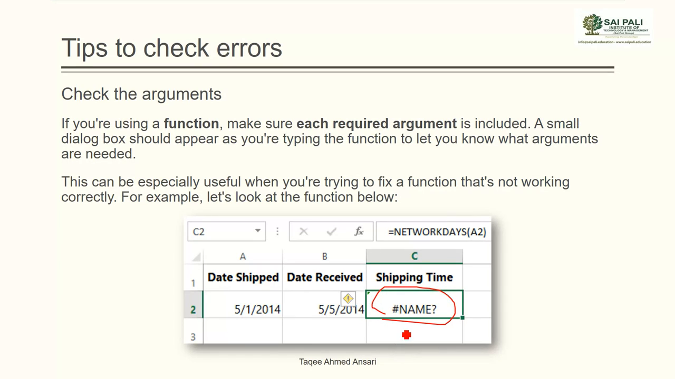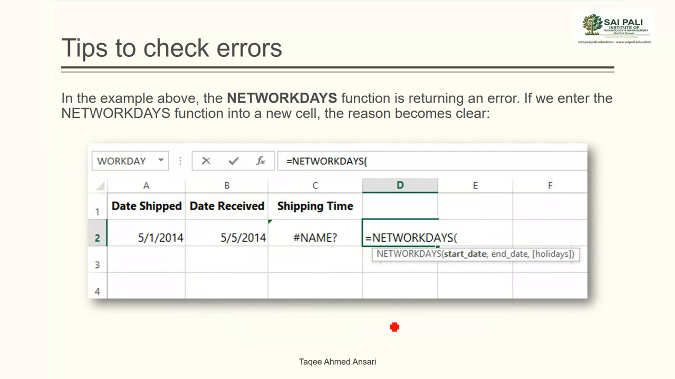So in that case, what should you do? Don't try to change this one, just try to guess what is wrong here. In another cell, try to use the same formula, and when you start typing it, you will see the argument range. What are the arguments it requires? Now you can guess what is compulsory and not compulsory.